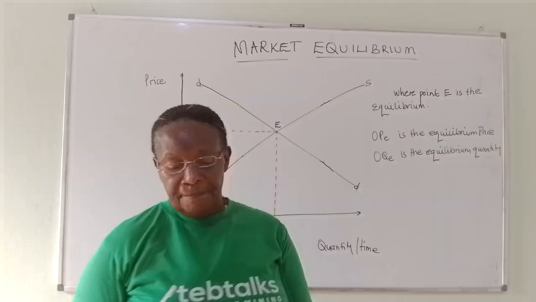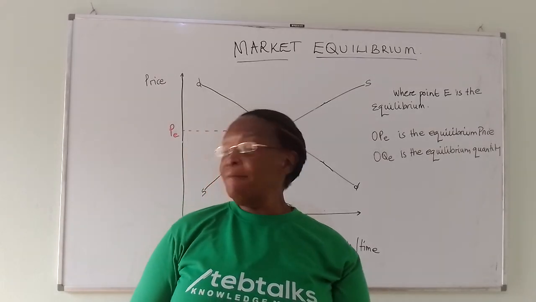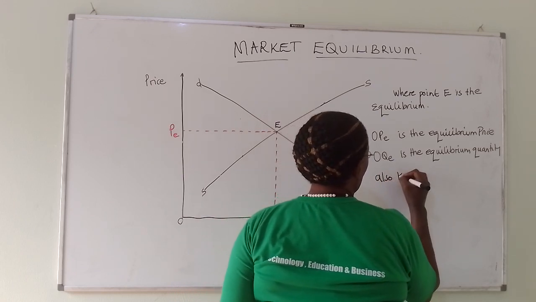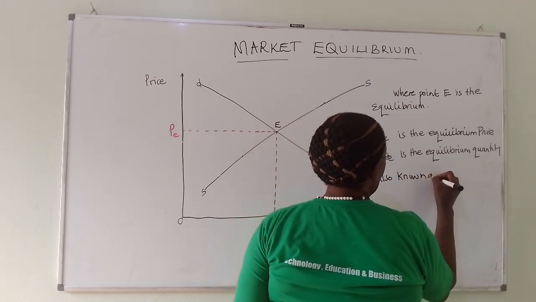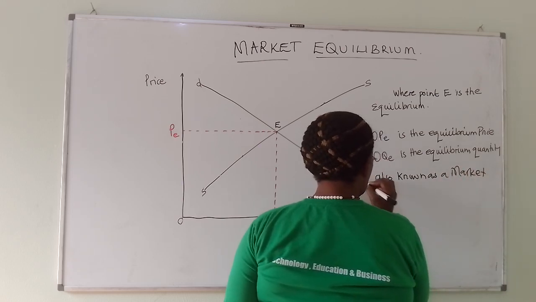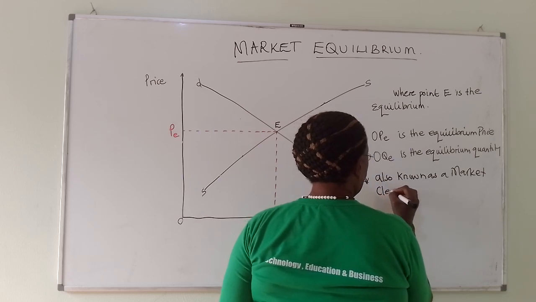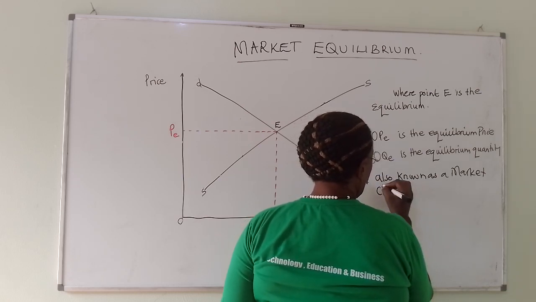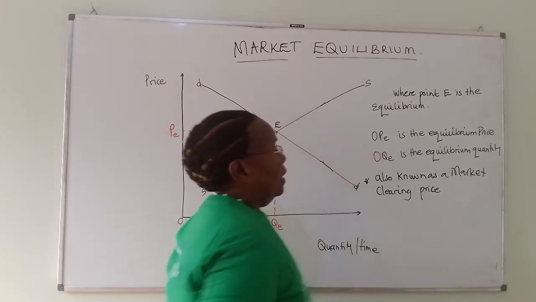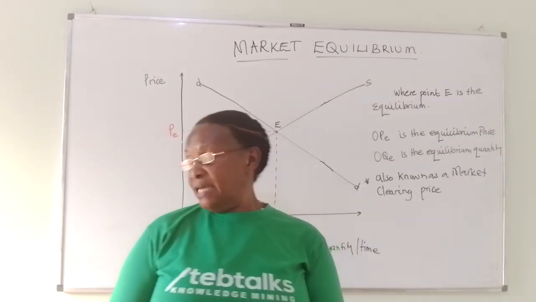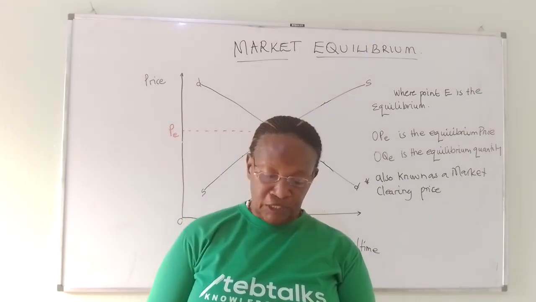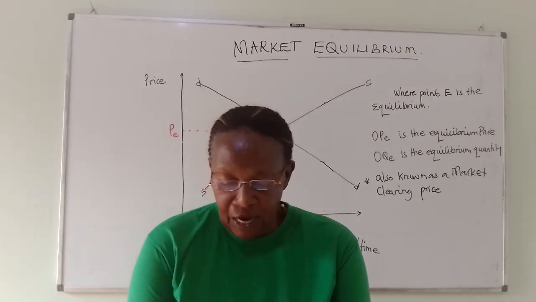this equilibrium price is also known as the market clearing price. It is also known as a market clearing price. As already explained, every quantity which is brought onto the market is cleared by the consumers. It is bought and there will be nothing that will be left unsold.